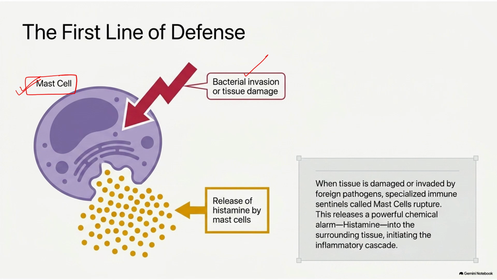It will act like an immune sentinel, and when the tissue is damaged or it is invaded by a foreign pathogen, they will release a chemical that is known as histamine. These chemicals are like alarm signals, and they will initiate a cascade of changes in the local blood vessels. So the first step is, when the tissue is damaged or invaded by a foreign pathogen, the mast cell will release a very powerful chemical, histamine, to start the inflammatory cascade.